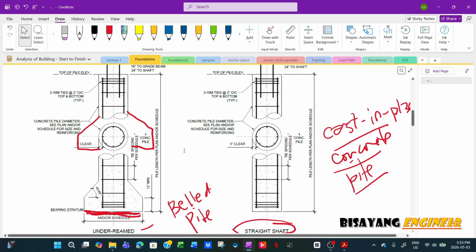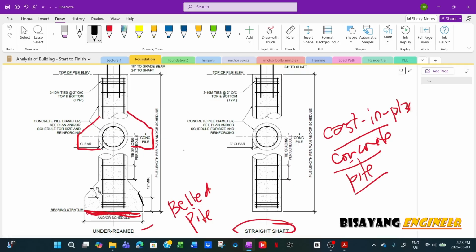Like I said, it could be just one bell or two or three. It depends. But in my experience, I only designed a single bell at the very bottom, and it will be designed as end bearing.